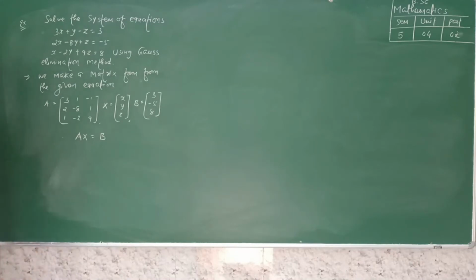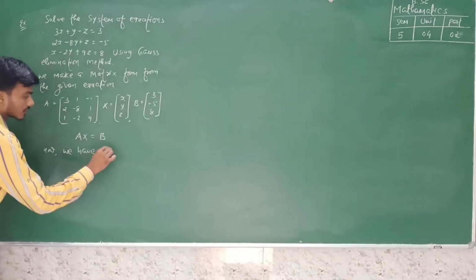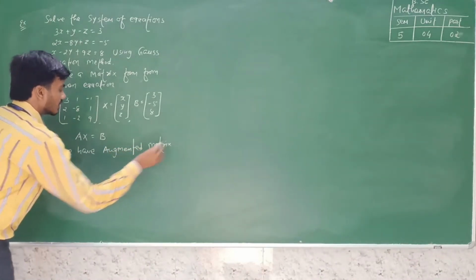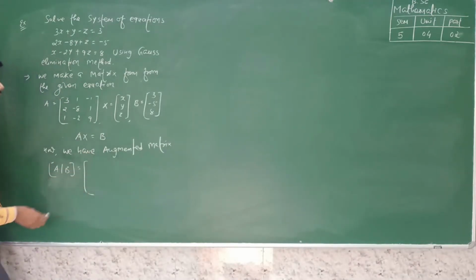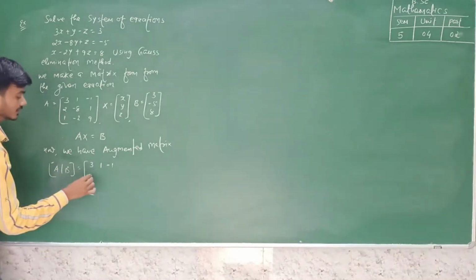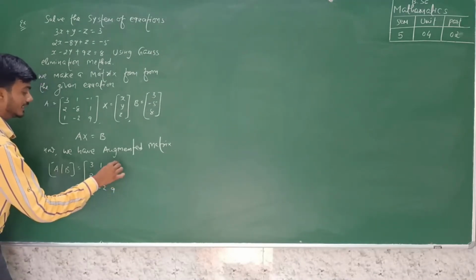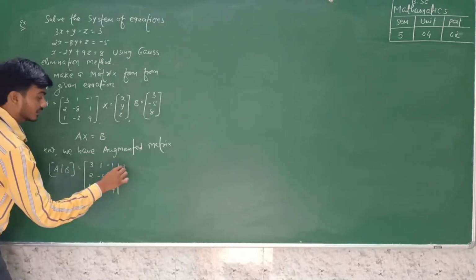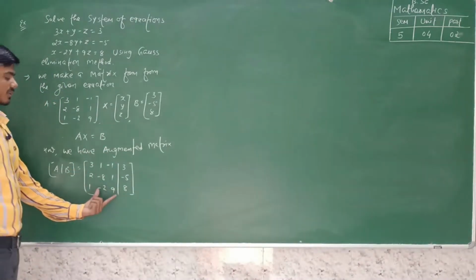Now the augmented matrix of Ax is equal to b. Here we have the augmented matrix, A augmented with b. So this can be written like this: 3, 1, minus 1; 2, minus 8, 1; 1, minus 2, 9; augmented with b. A means this matrix, and b means 3, minus 5 and 8. This is an augmented matrix.